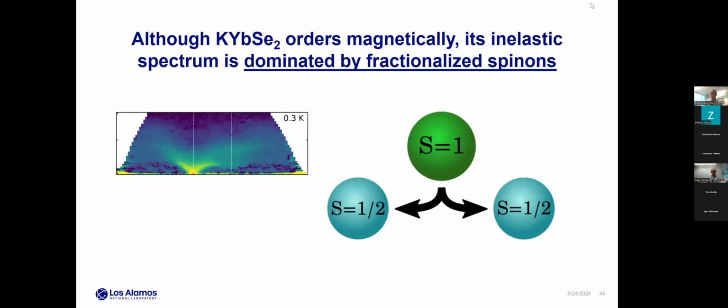So next slide. What this means, both of these theoretical approaches, we know why they have a continuum. It's because at finite energy scales, they're looking at quantum spin liquid physics. So this suggests that although potassium ytterbium selenium-2 orders magnetically, its inelastic spectrum is dominated by fractionalized spinons.